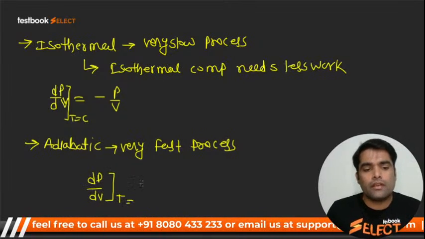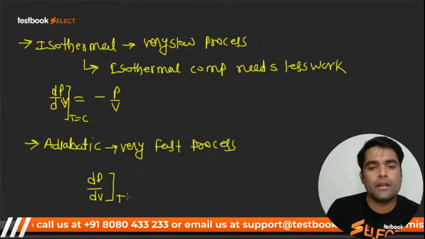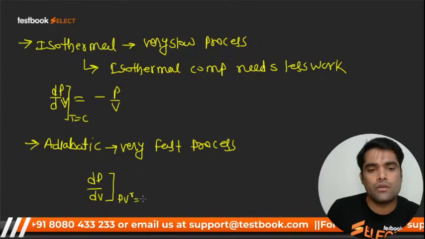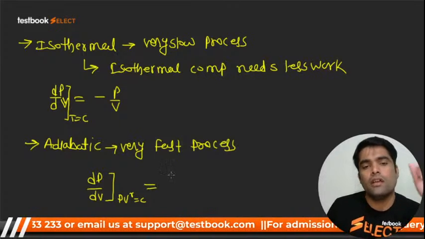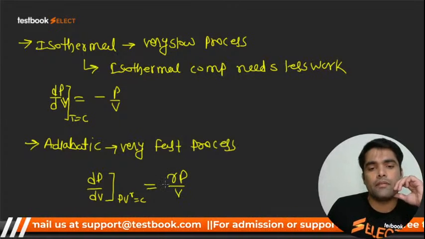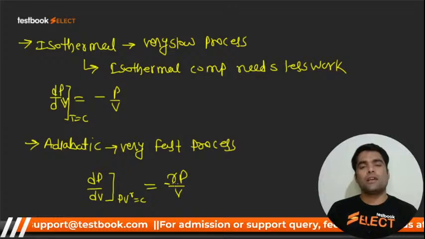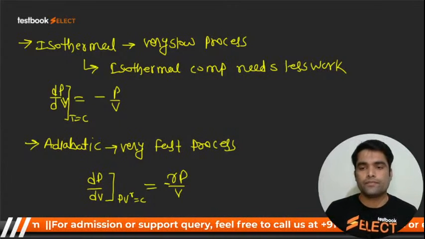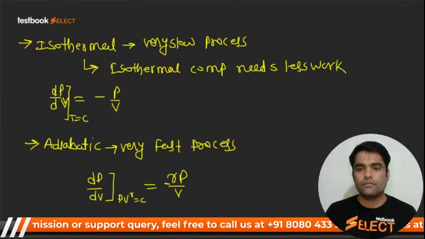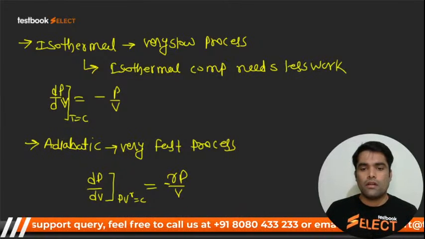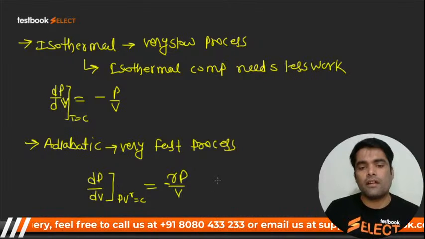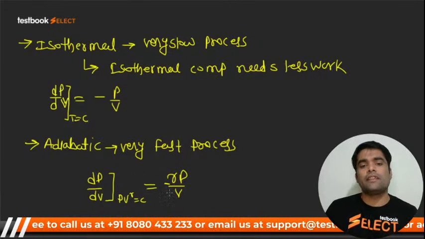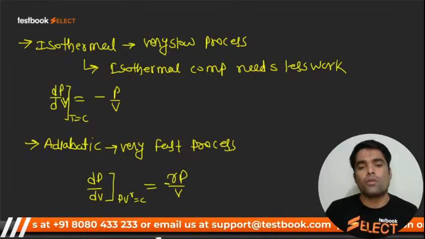In adiabatic में ना, that is PV raised to power gamma is equal to C पे क्या होगा बच्चा? It is gamma P by V. Means gamma times ज़्यादा होता है. Okay. Here we go for next. Okay. Different. Okay. That means it is what? It is gamma times more.